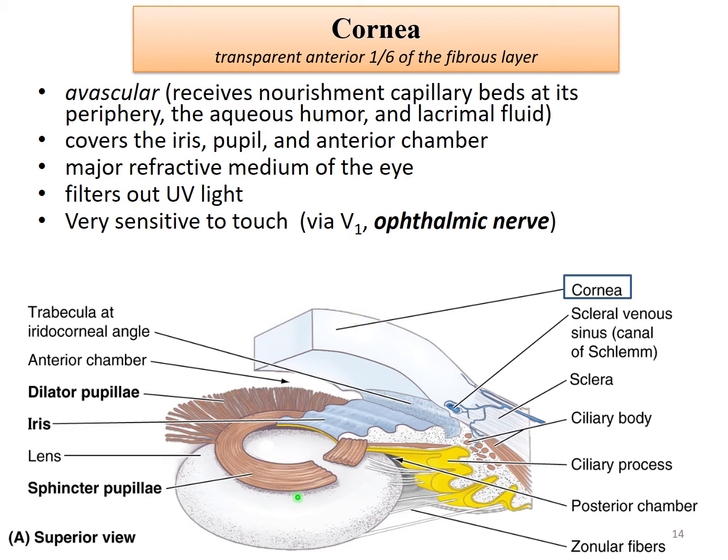Yeah, more refractive than the lens, okay? It also filters out UV light. It is really sensitive to touch via the ophthalmic division of the trigeminal nerve or the ophthalmic nerve, yeah? That provides the afferent limb for the blink reflex.